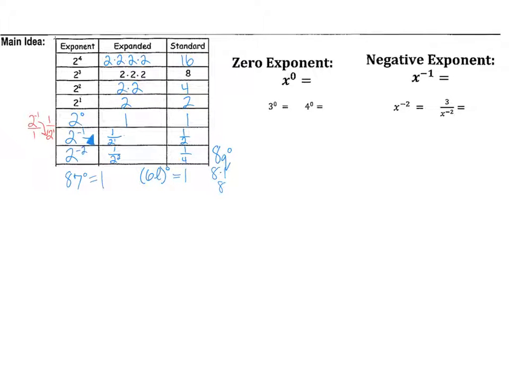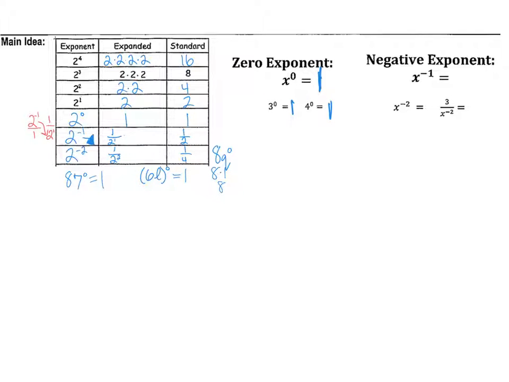0 exponent. We're still in the main ideas. What is x to the 0 power? 1. What is 3 to the 0 power? 1. So smart. What is 4 to the 0 power? 1. They're all 1s.